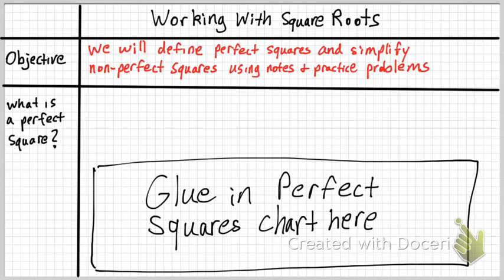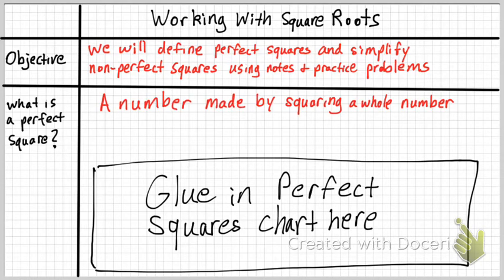Alright, so what is a perfect square? Well, you guys are already very familiar with these. They're a number made by squaring another whole number. So we can write our definition in here, and that is a number made by squaring a whole number. And our example here, just quickly, is that we'll say that 3 squared is equal to 9. So therefore, the square root of 9 is equal to 3.